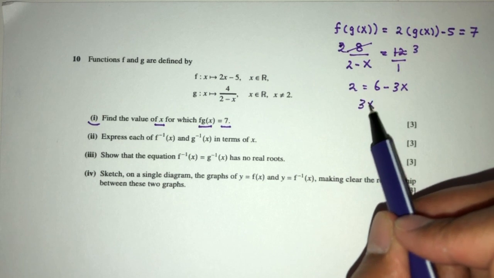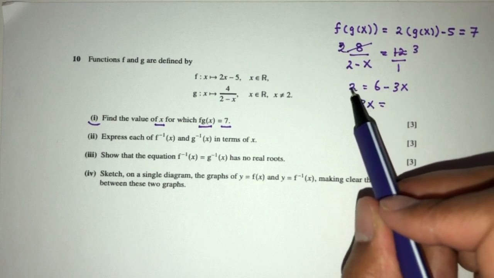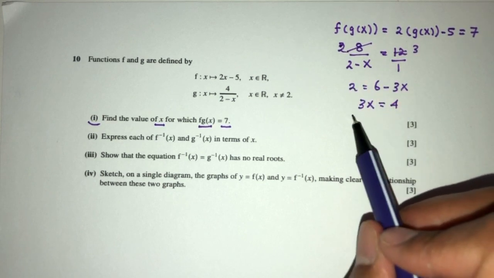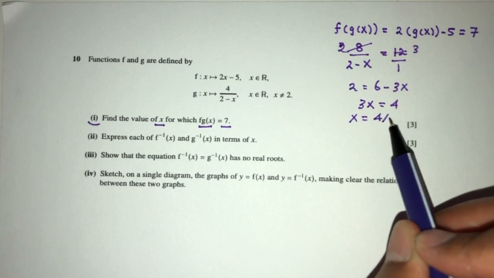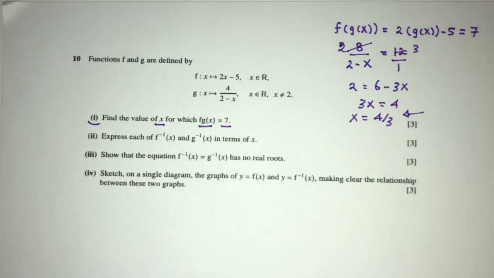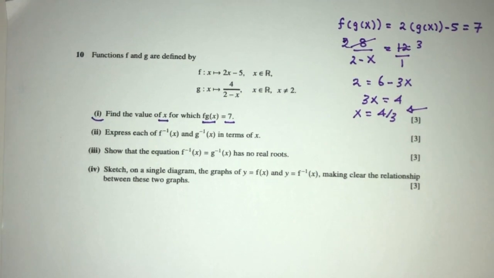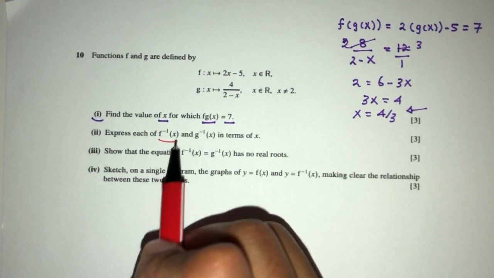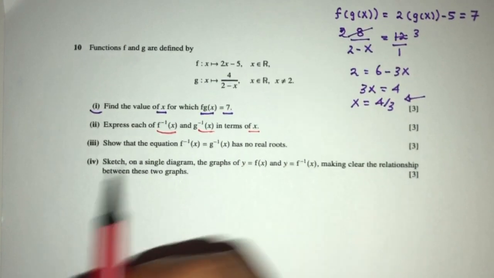So 3x will be the value of, we can send this over here, that will be 4, so x will be 4 over 3. That will be part 1 of the question, just solving the equation one by one, step by step, right? Now for part 2, we have to express f inverse and g inverse in terms of x. So let's see what can we do.